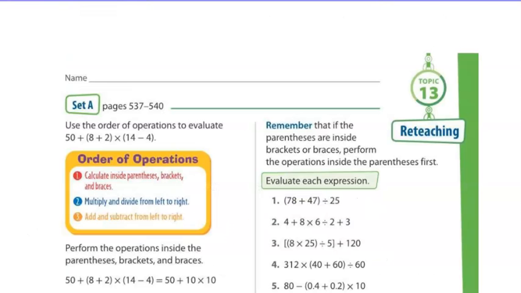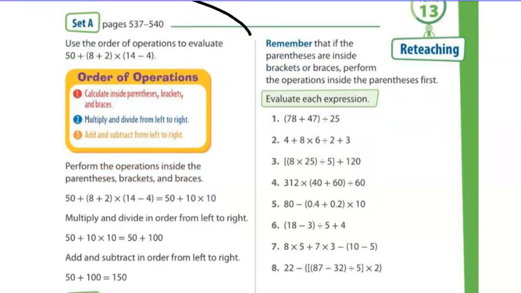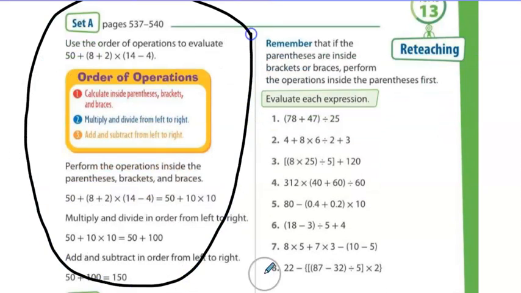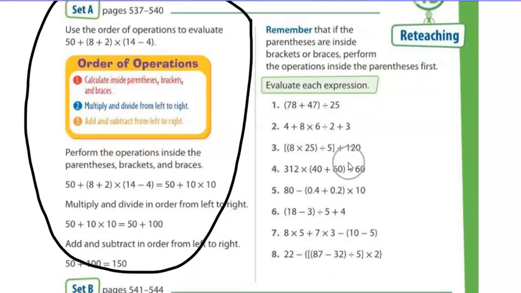On pages 56 and 57, remember this section right here is your examples, and then these are the questions that you're actually solving. It says, remember that if the parentheses are inside brackets or braces, perform that operation instead of parentheses first. So what you're going to be doing on these pages is actually solving. So 1 through 8, you're actually going to be solving the problem. So let's take a look. We'll do numbers 1 and 2 together.